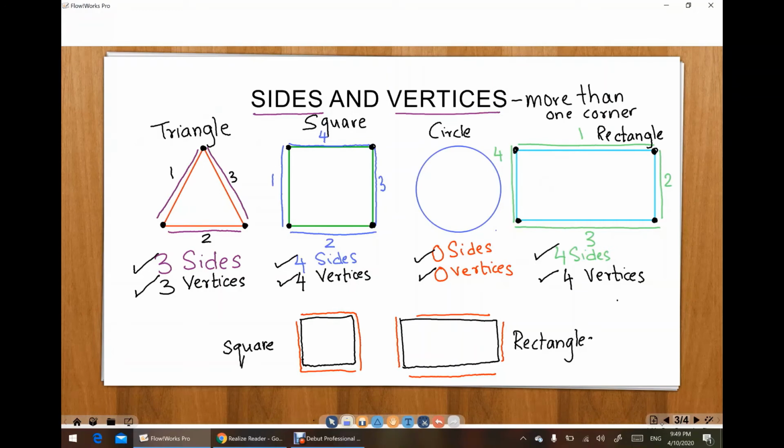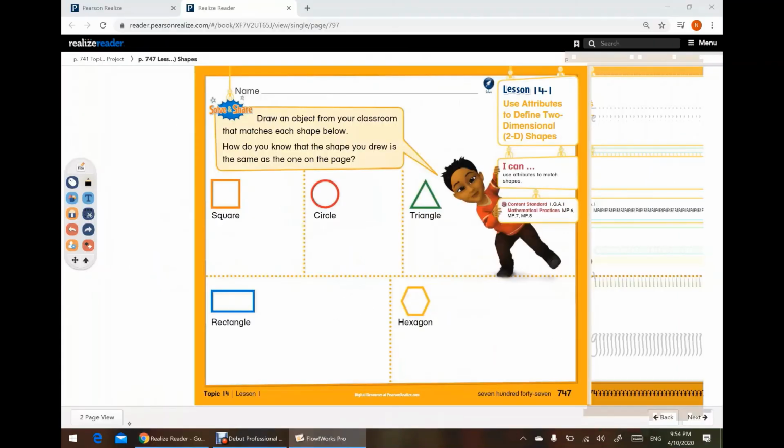Once again, just take a review. Here, the sides. Triangle has how many sides? 3 sides, 3 vertices. A square has 4 sides and 4 vertices. Circle, 0 sides and 0 vertices. Rectangle, 4 sides and 4 vertices. Now 747.